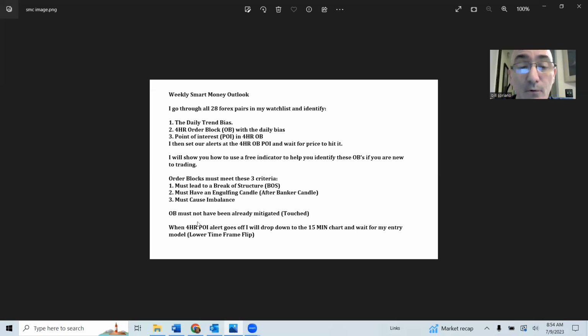And when the 4-hour POI or point of interest alert goes off, I drop down to the 15-minute chart and I wait for my entry model, which is the lower time frame flip, which uses a choke or change of character and a break of structure. And then we identify the 15-minute order block to trade from.